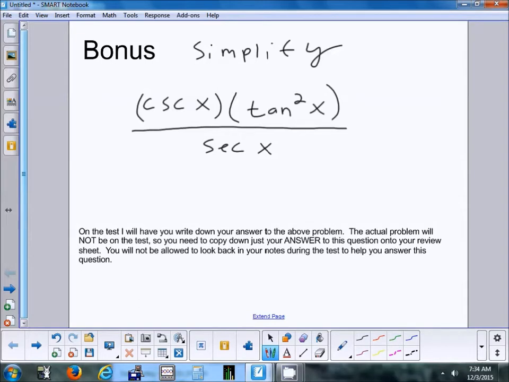Right. What I'm going to have you do on the test is write down your answer to the above problem. This actual problem will not be on the test. Okay? So you need to copy down just your answer to this question onto your review sheet. You can use your review sheet on the test. Okay? So simplify that problem, write down your answer on your review sheet. On the test there'll be a spot that says bonus. Write the answer in right there, and if you get it correct, I'll give you 5 points on the test.